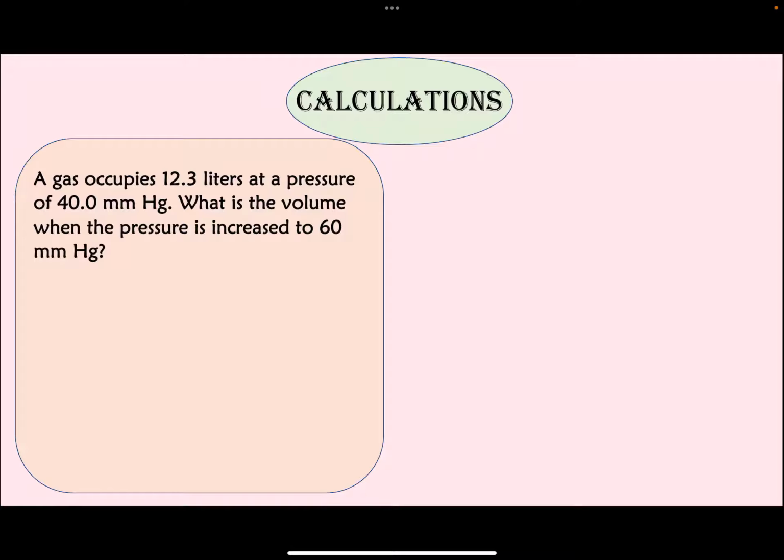So let's do some calculations using these gas laws. Here is the first question. We have a gas that occupies 12.3 liters at a pressure of 40 millimeters of mercury. What is the volume when the pressure is increased to 60 millimeters of mercury? So we notice that we have 12.3 liters, that's your initial volume. And we have an initial pressure of 40.0 millimeters of mercury. It's asking for the final volume, so the V2 is missing. And then we have 60 millimeters of mercury as the final pressure. So we are looking at the relationship between pressure and volume. So that's going to be your Boyle's law.